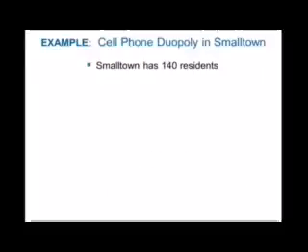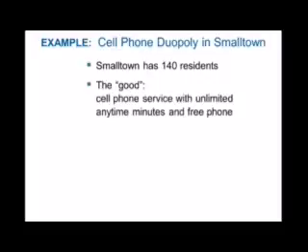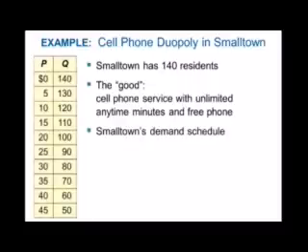Let's say there is a cell phone company in a duopoly in a small town. A duopoly is basically an oligopoly with just 2 firms. So the small town has 140 residents. The product is cell phone service with anytime minutes and a free phone. And this is the demand schedule. So if the price is 0, then all 140 residents of the small town will get a cell phone. However, as we increase prices, the quantity decreases. So when the price is 30, the quantity demanded for a cell phone with unlimited minutes is about 80 units.